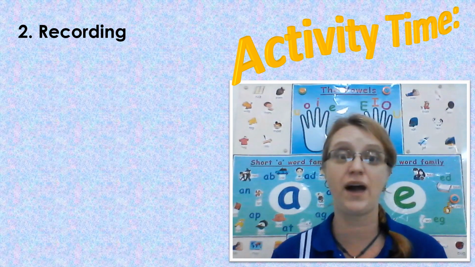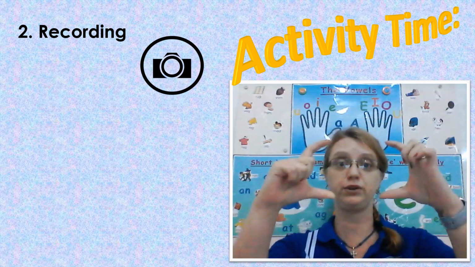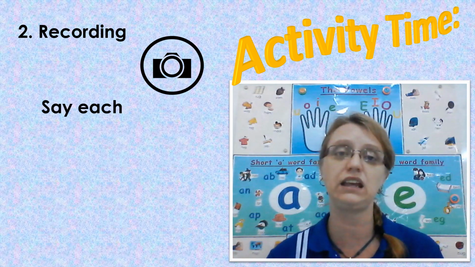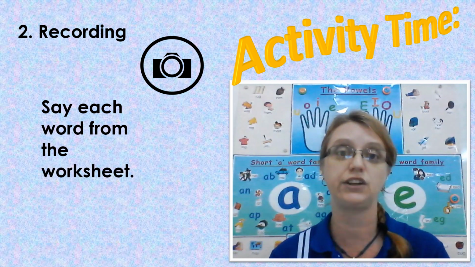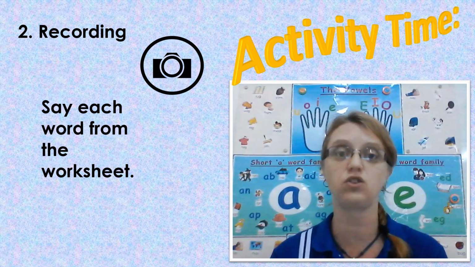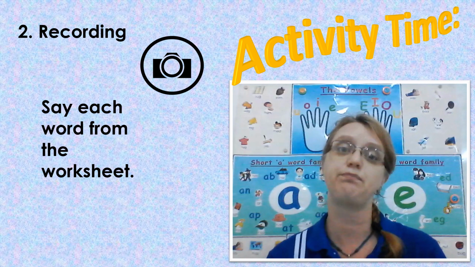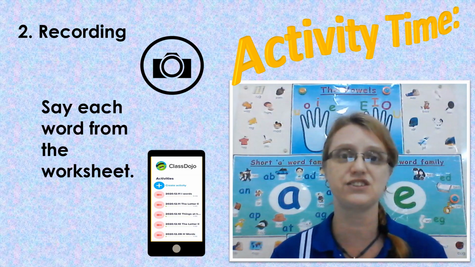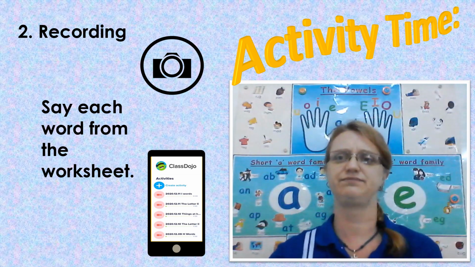Okay, and for activity number 2, you're going to ask Mommy and Daddy to help you. They're going to make a recording and you're going to say each word from the worksheet. So you're going to look at the picture and you're going to tell me what it is for all 8 pictures on your worksheet. Okay, and then when you finish recording, you're going to post your video to the Class Dojo app under activities so that I can watch your videos. All right. Good luck, class.